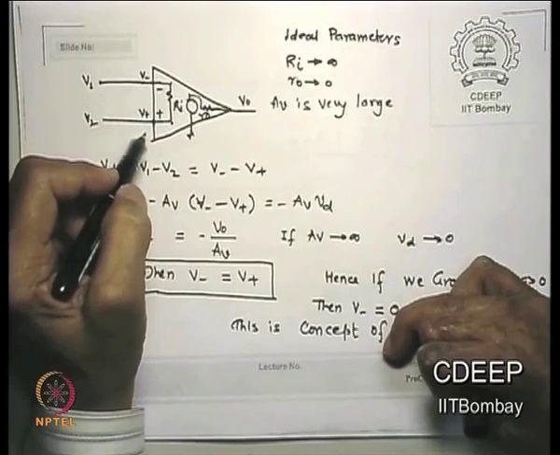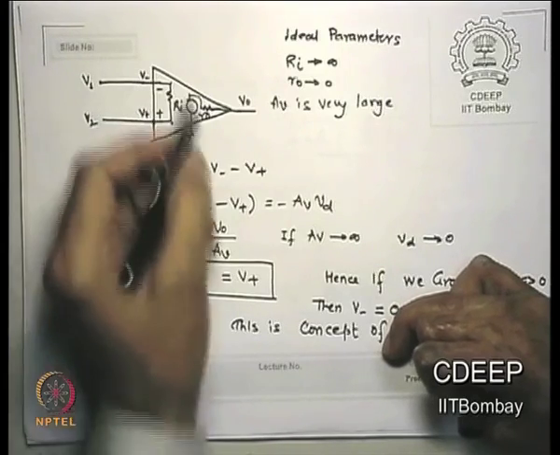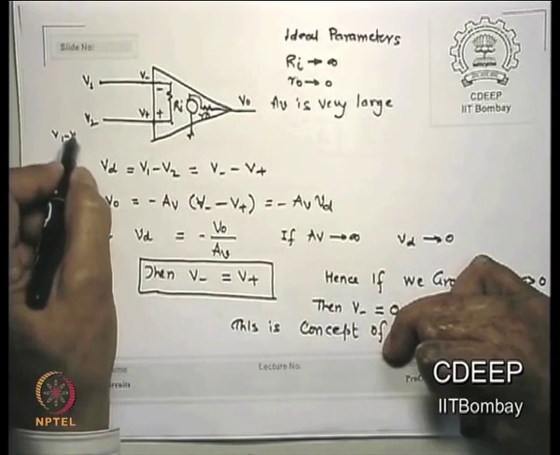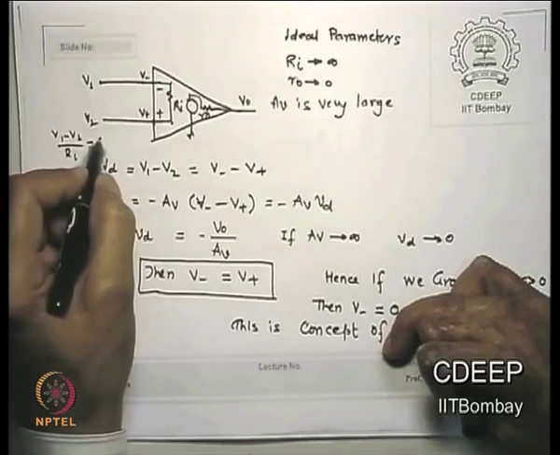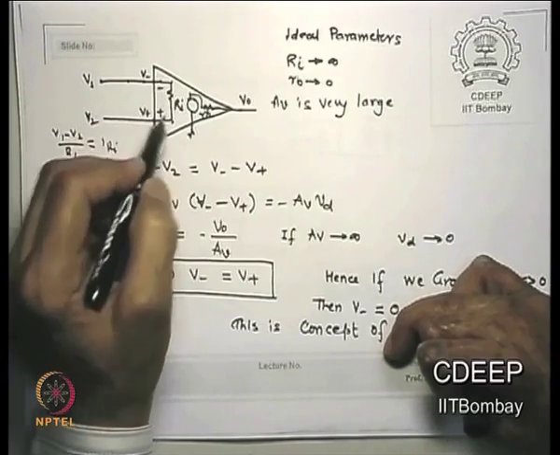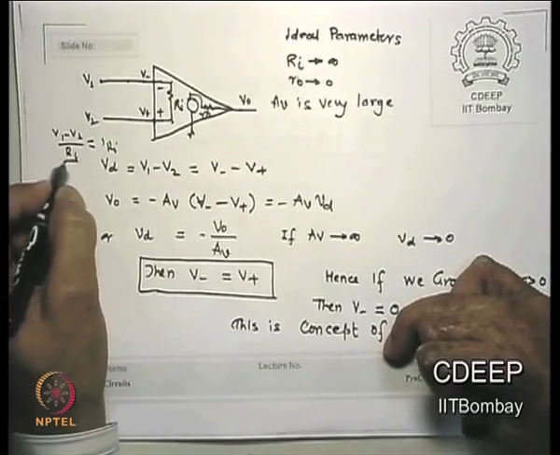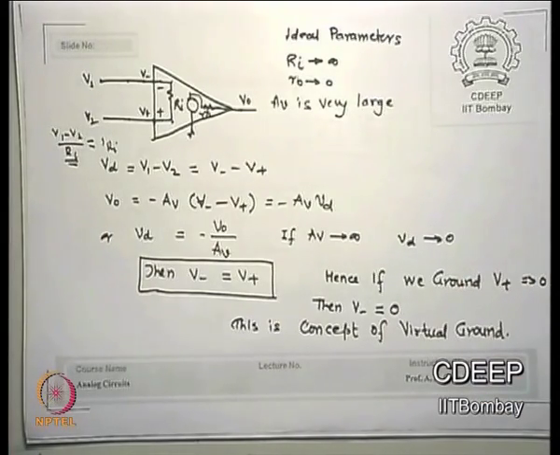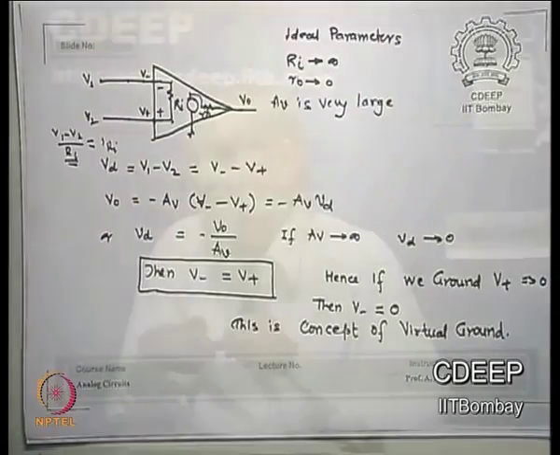V minus minus V plus divided by R. What is the current in this Ri? V1 minus V2 by Ri is the current IRi. Is that okay? Current in this is this voltage minus this voltage divided by the resistance. If Ri is very, very high, how much is IRi? Extremely small, less than nanoamps. Is that clear to you? If that is very, very small, practically zero, we may say this potential must be equal to this potential.